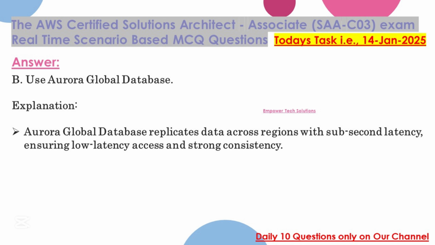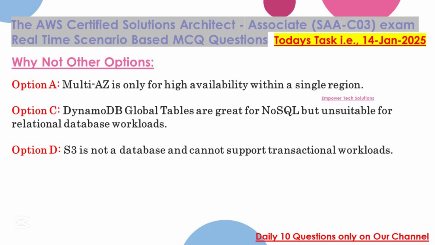Explanation: Aurora Global Database replicates data across regions with sub-second latency, ensuring low-latency access and strong consistency. Why not other options? Option A, multi-AZ is only for high availability within a single region. Option C, DynamoDB global tables are great for NoSQL, but unsuitable for relational database workloads. Option D, S3 is not a database and cannot support transactional workloads.